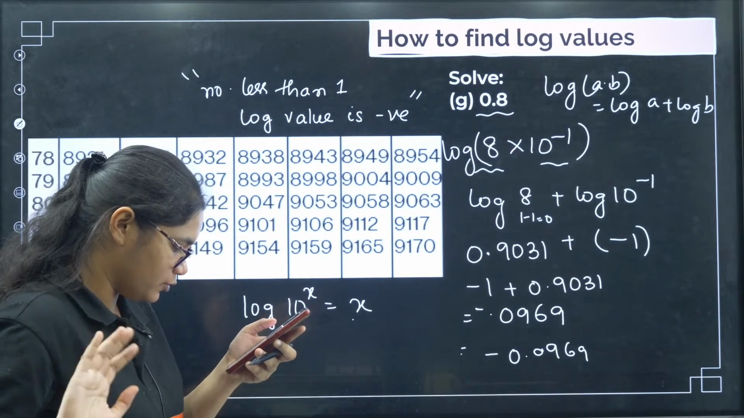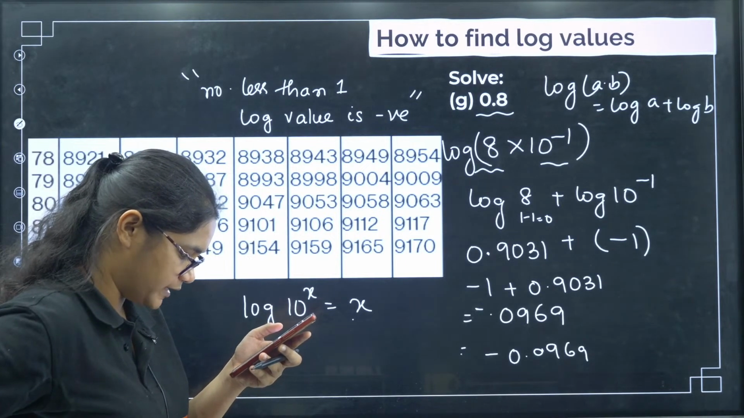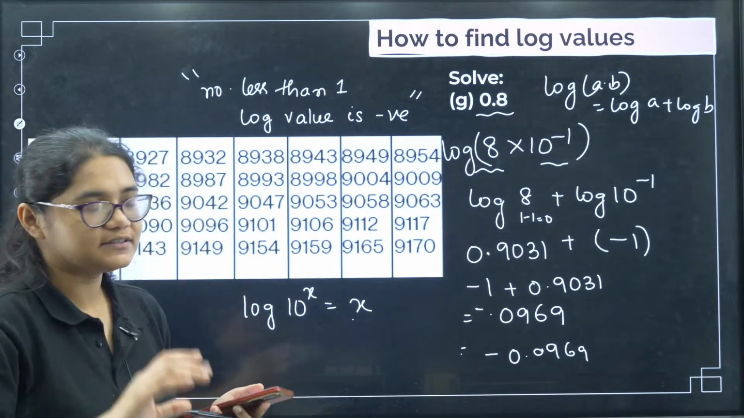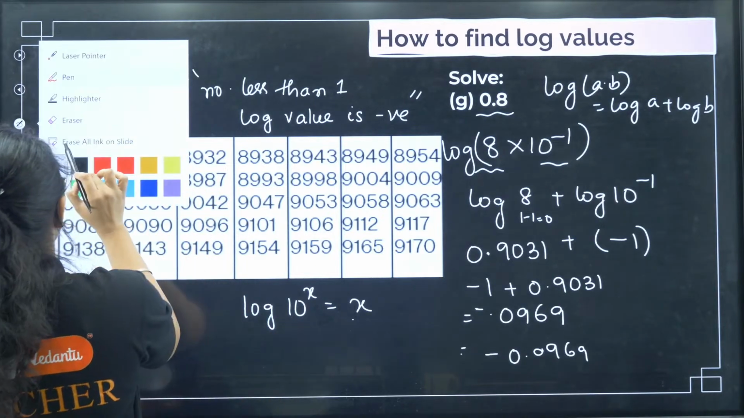I will explain the graph, don't worry, I will do the graph right now. After this we will explain the graph. So see here once again, I'll clear all and we will do it once again.